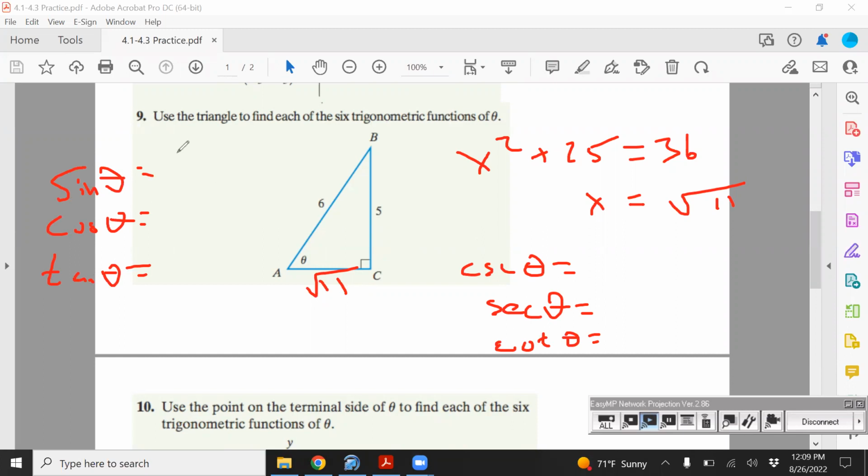Sine is going to be 5 over 6. So therefore the cosecant is 6 over 5. Cosine is going to be root 11 over 6. So secant will be 6 over root 11. I don't care if you rationalize the denominator, you can leave radicals in the bottom. Tangent is 5 over root 11. So cotangent is root 11 over 5. There you go. That's all.